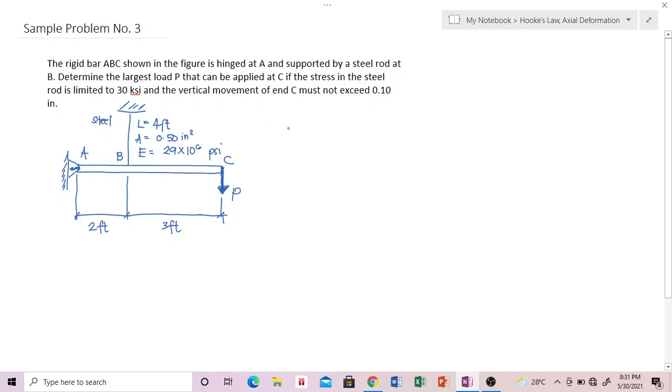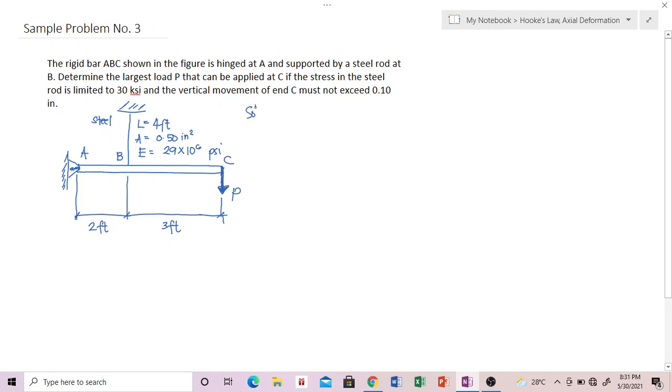Hello class, for sample problem number 3, the problem is: the rigid bar ABC shown in the figure is hinged at A and supported by a steel rod at B. Determine the largest load P that can be applied at C if the stress in the steel rod is limited to 30 ksi and the vertical movement of C must not exceed 0.10 inch.